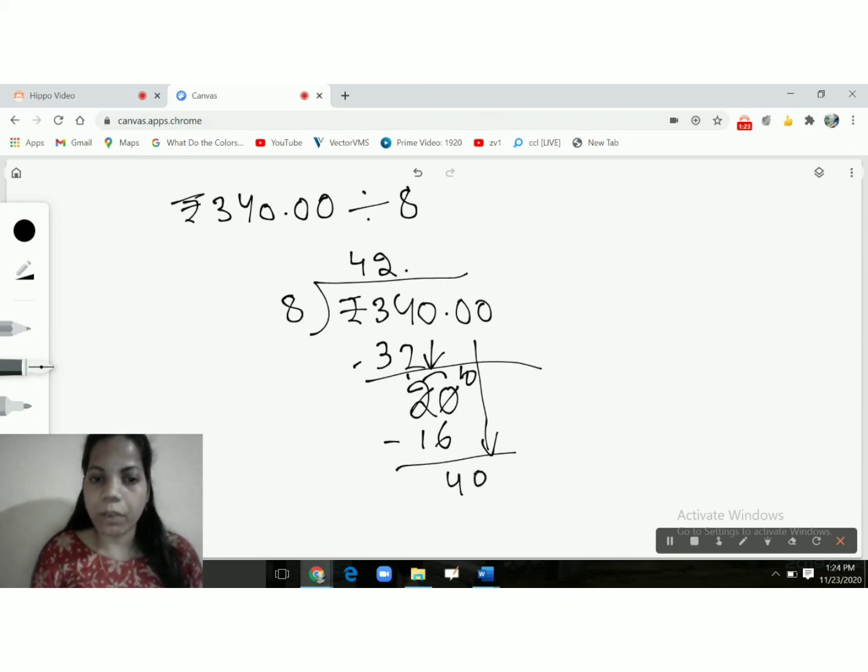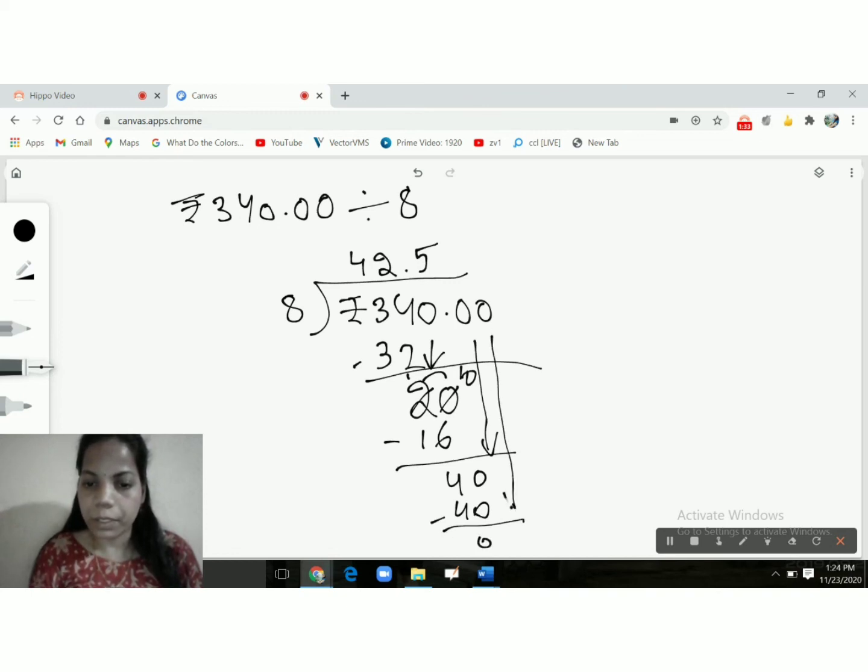So do we get 40 in 8 table? Yes. 8 5s are 40. 40 minus 40 is 0. So bring the next number down. 0. So when we get 0 in 8 table, 8 zeros are 0, right? So 0 minus 0 is 0. What is the quotient here? 42 rupees 50 paise. So in this way, we have to do division of money.